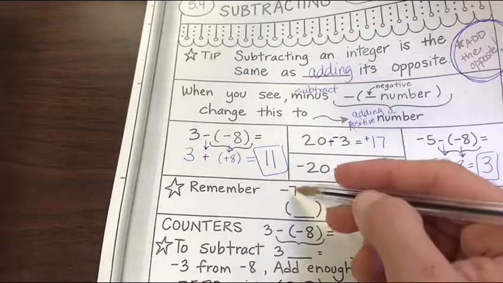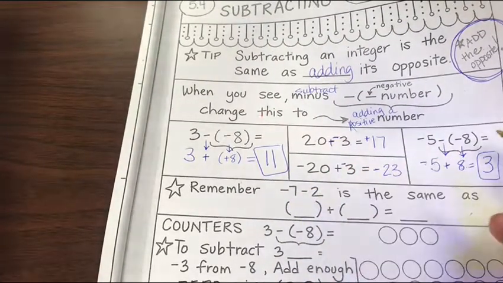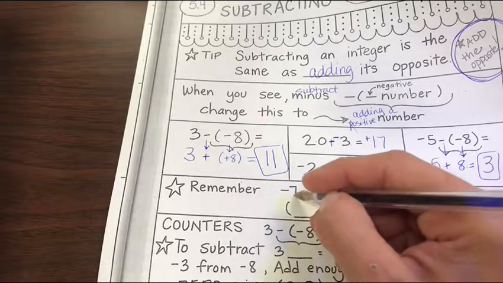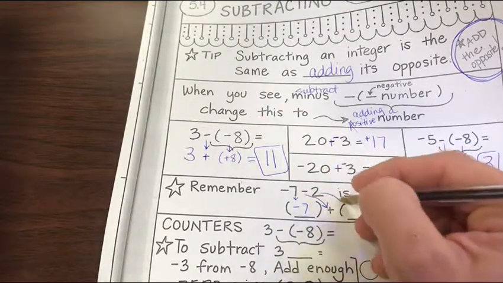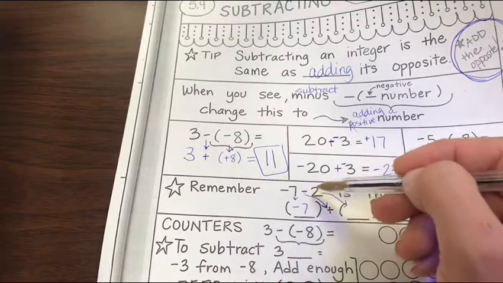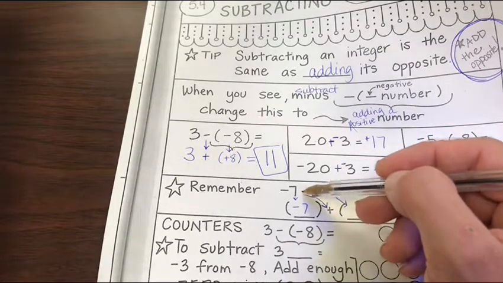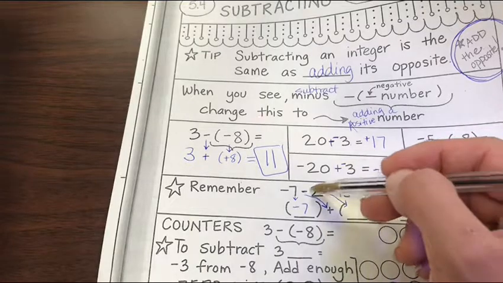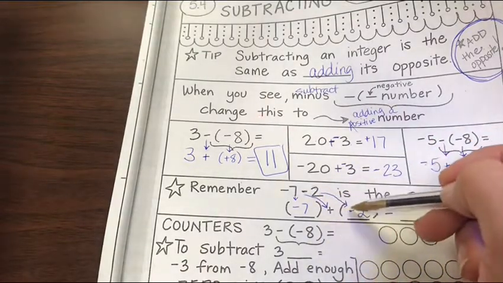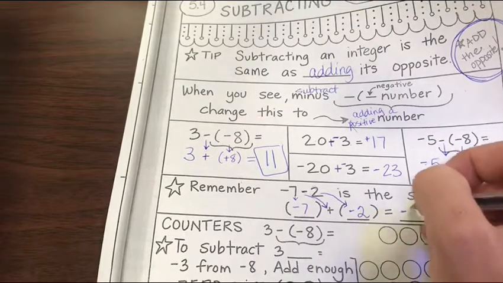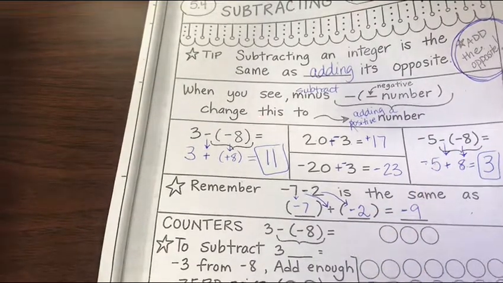So, negative 7 minus 2. Okay, so we have negative 7. Add the opposite. So this is not a negative 2. This is a subtraction of positive 2. So that positive 2 is going to become a negative 2. So negative 7 plus negative 2, since they're the same sign, I get to add and keep the sign.